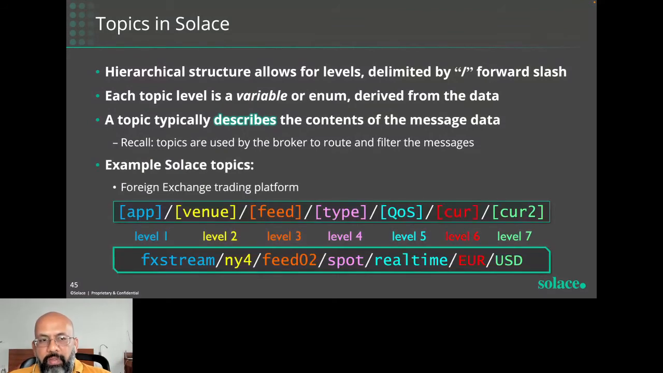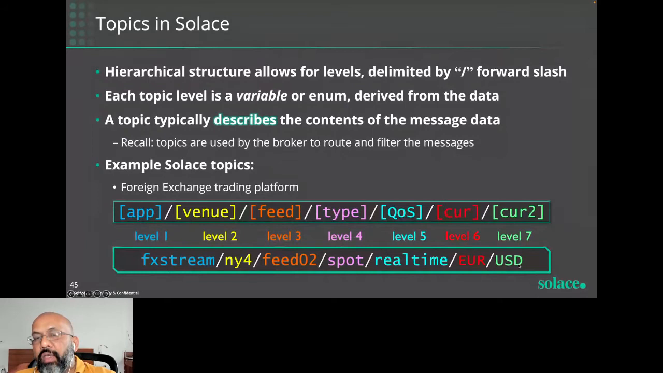Here's an example. There is a foreign exchange trading platform that wants to publish a message. This message is meant for a conversion rate between currency 1 and currency 2, right? So the hierarchy goes, the entire string is, for example, whatever you're looking at here: FX stream, NY4, feed, spot, real-time, euro to USD. The entire string is a topic.